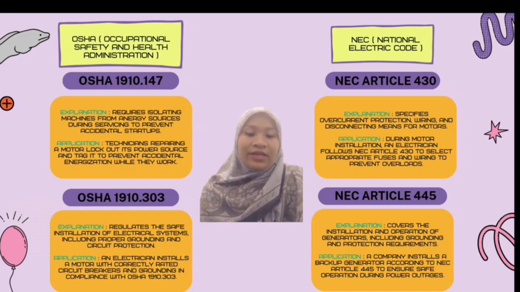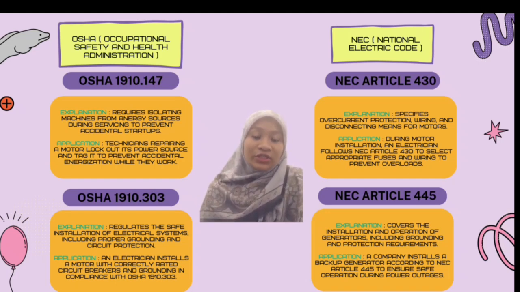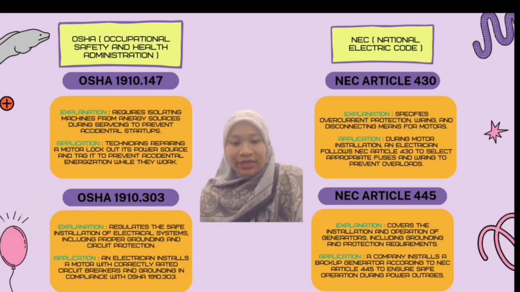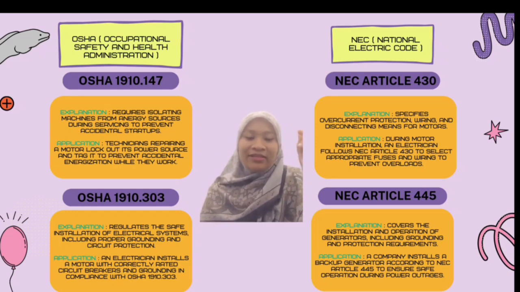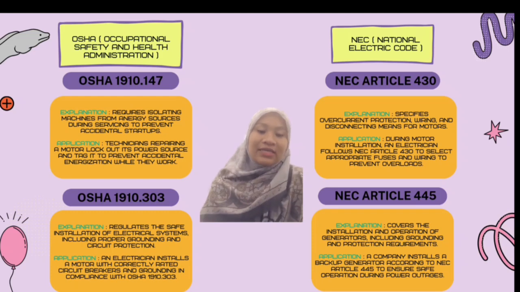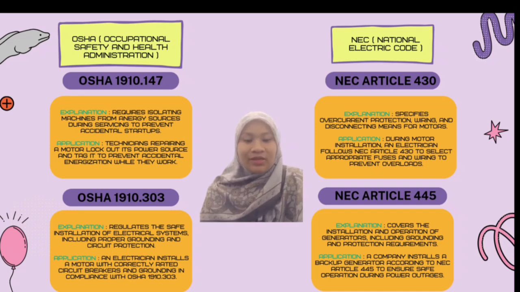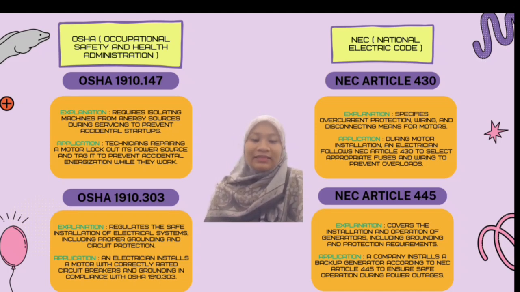The next example is OSHA 1910.303. It is for electrical safety requirements for installation. It regulates the safe installation of electrical systems, including proper grounding and circuit protection. The application is an electrician installs a motor with a correctly rated circuit breaker and grounding in compliance with OSHA 1910.303.